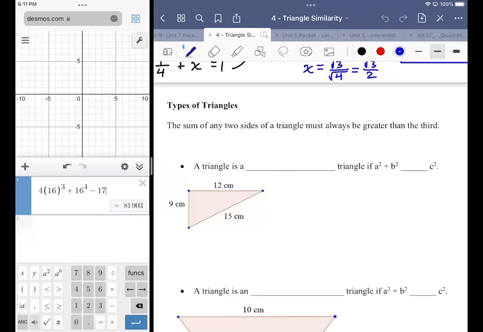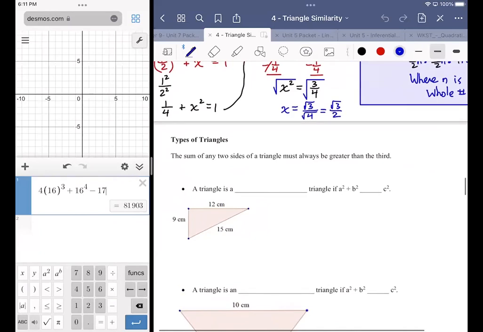So the sum of any two sides has to be greater than the third. So if you add any two sides together in a triangle, in order for that figure to be a triangle, any two sides that you add together would have to be greater than the third, right? So for example, I'll show you one that doesn't work. I'll just kind of throw it off on the side here.